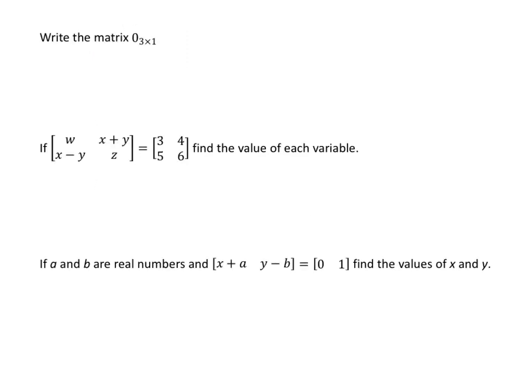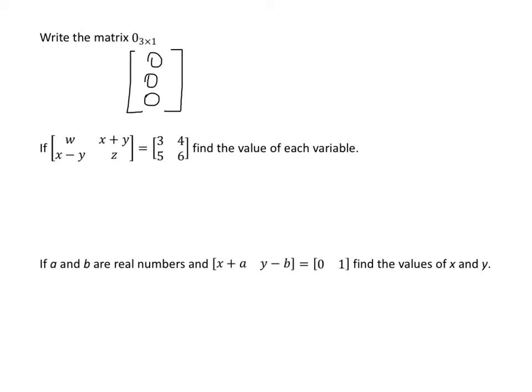Here we're asked to write a zero matrix. A zero matrix is a matrix with only zeros in it. It is 3 by 1. That means it's got 3 rows and 1 column, and each element is 0.